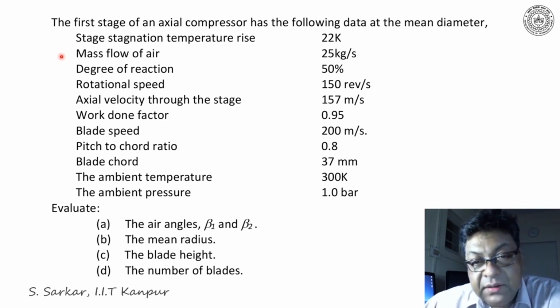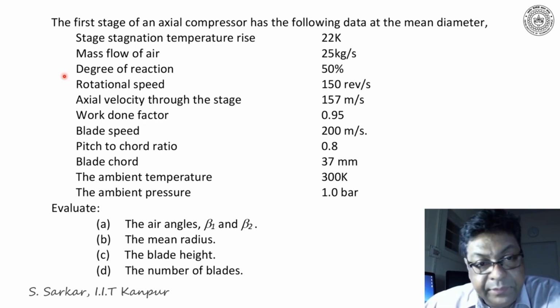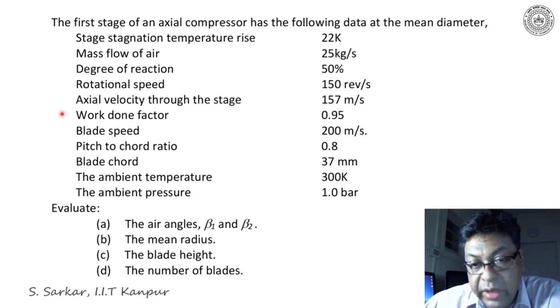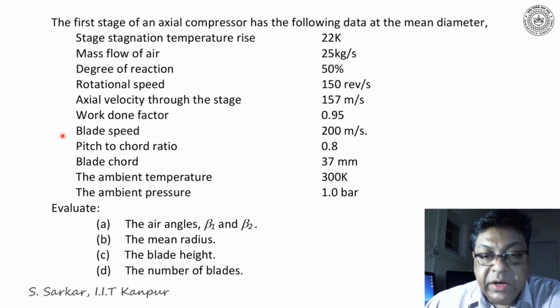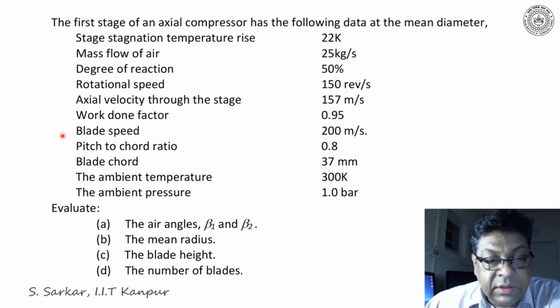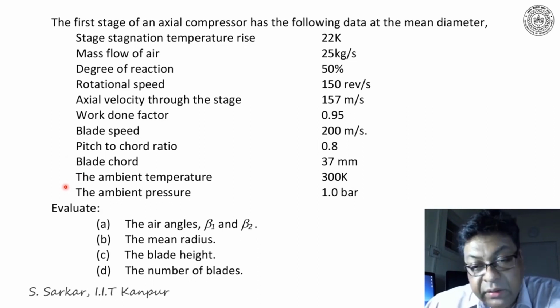mass flow of air 25 kg per second, degree of reaction is 50%, rotational speed 150 revolutions per second, axial velocity through the stage 157 meter per second, work done factor 0.95, blade speed 200 meter per second, pitch to chord ratio 0.8, blade chord is 37 millimeter. The ambient conditions are given as temperature being 300 K and pressure is 1 bar.